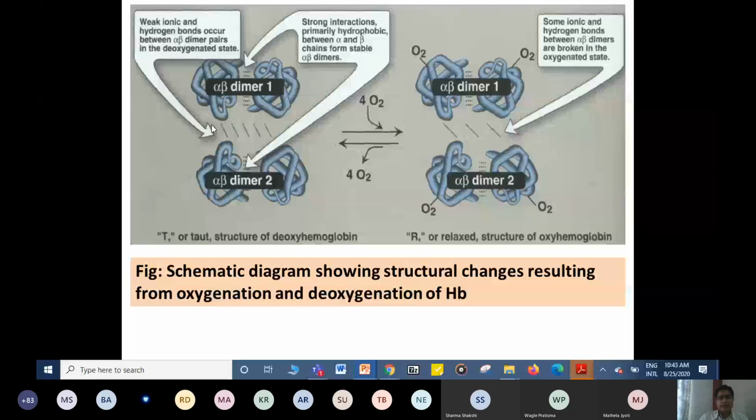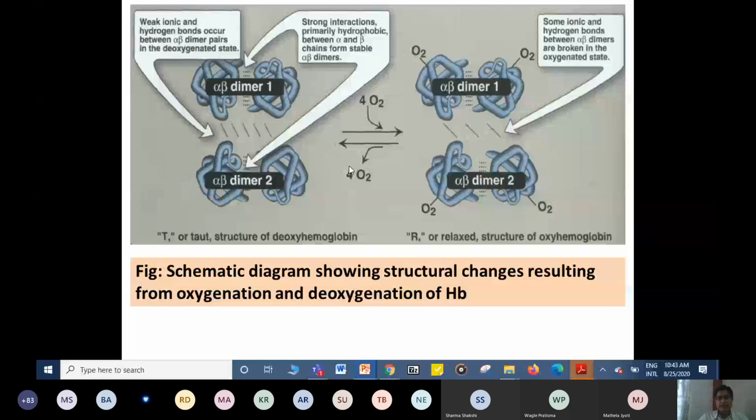Strong interactions, primarily hydrophobic, between alpha and beta chains form stable alpha beta dimers. Those two are forming the stable dimers. However, the connection between these dimers is through weak ionic and hydrogen bonds between the alpha beta dimers. That's why sometimes this tetrameric structure of hemoglobin is also called the dimer of the dimers. This is the taut form, or the deoxygenated form. You can see here also T or taut. This is the structure of deoxyhemoglobin.